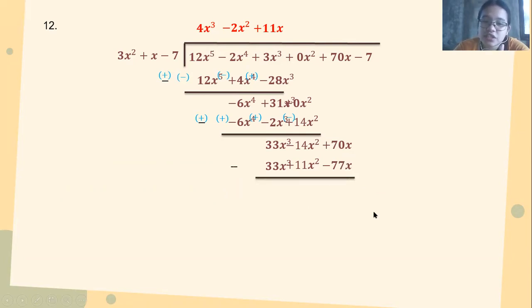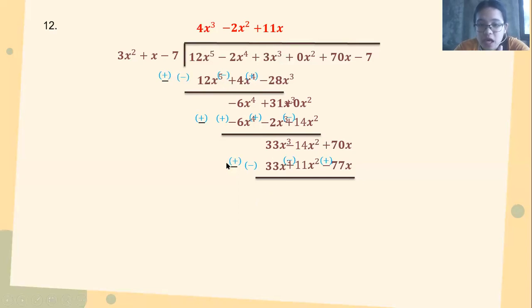Subtract and change the sign of the subtrahend. 33x cubed will become negative 33x cubed. Positive 11x squared will become negative 11x squared. Negative 77x will become positive 77x, and the operation sign will change into plus.